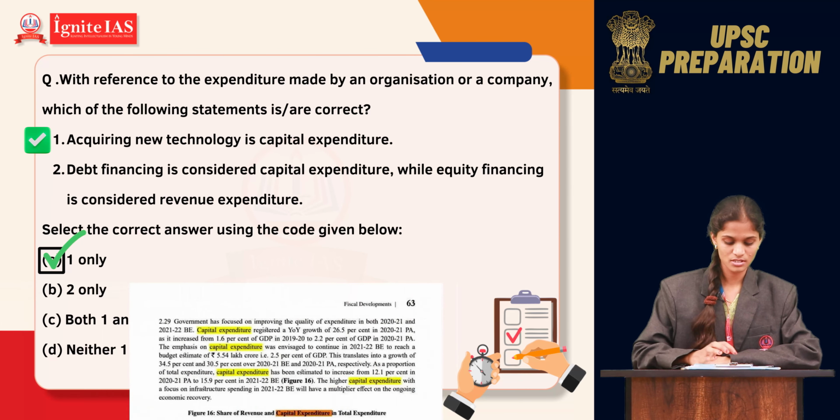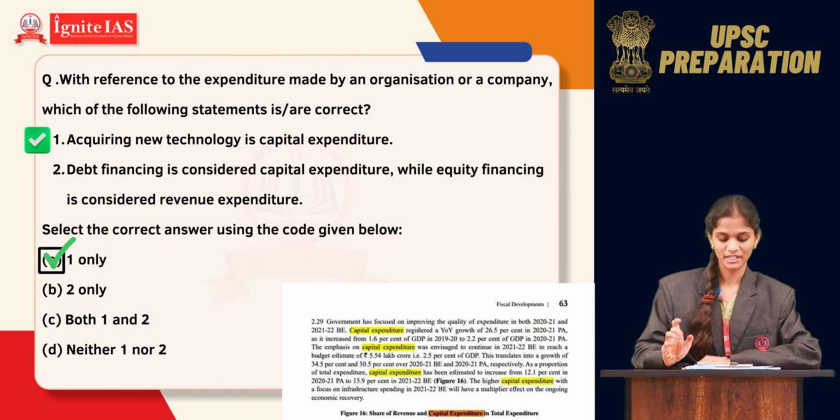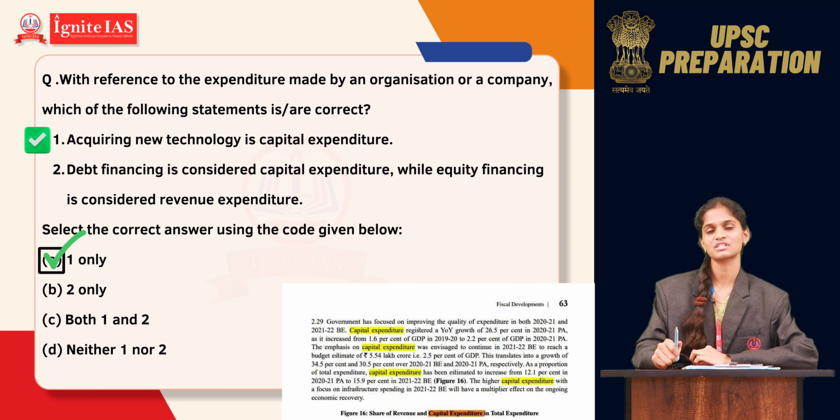Capital expenditure means money spent by the government on the development of machinery, equipment, buildings, health facilities, education and so on. This capital expenditure can be related to the Economic Survey of 2021 and 22 in the chapter State and its Economy.